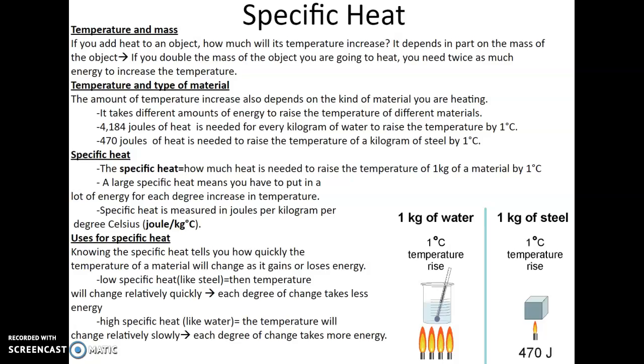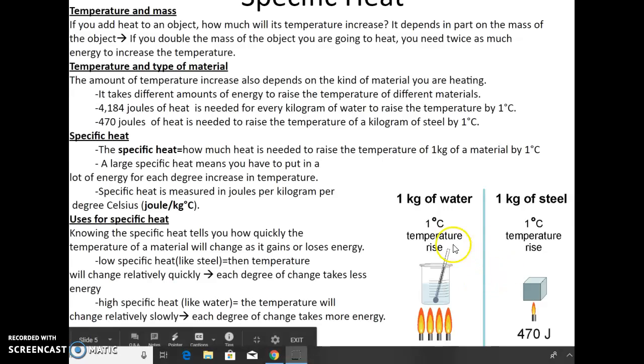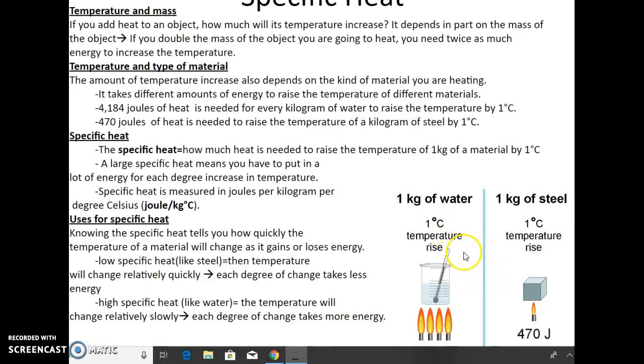Specific heat is different for every material. Specific heat is how much energy is needed to raise the temperature of 1 kilogram of the substance by 1 degree Celsius. Remember, different substances require different amounts of heat energy, so some require less heat energy to heat up than other types of materials. For example, here you have 1 kilogram of water and 1 kilogram of steel. So the amount of the substance is the same. Let's say you're trying to raise the temperature of each by the same degree, from 19 degrees Celsius to 20 degrees Celsius.